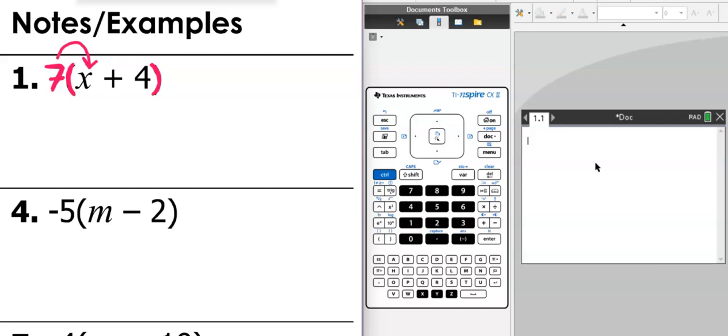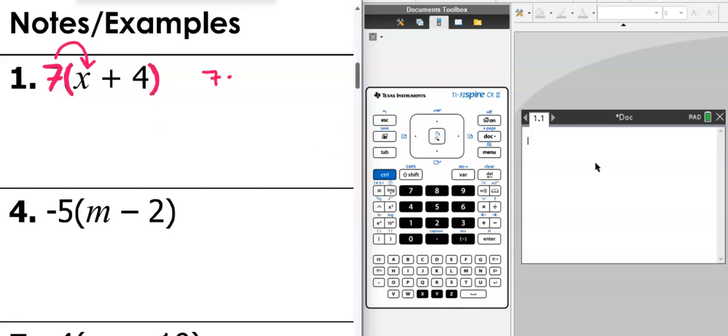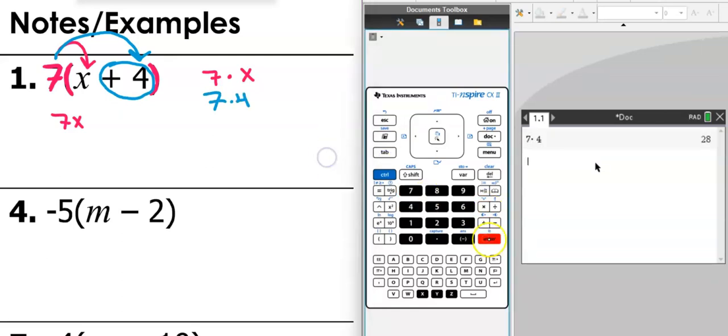So very quickly, let's just ask ourselves, what is 7 times x? Well, that is going to give you 7x. Next, we're going to take the 7 and multiply it to the other term in the parentheses, positive 4. Well, 7 times 4 is 28. So we're going to put a 28 here, but that's a positive 28. So we're going to put plus 28.